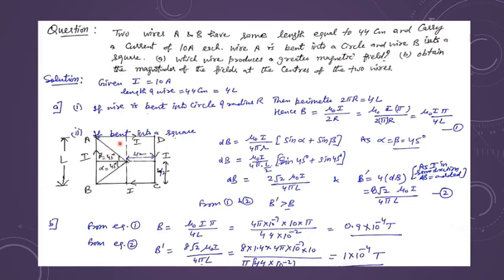Circle you have already seen. The question says, which wire produces a greater magnetic field? That is the first part. The second part is to obtain the magnitudes of the field at the centers of the two wires. So you have to take both cases separately, for coil A and then for the second coil B. So two parts are there again. It means in total you have to work out 4 things, because 2 wires and 2 questions are there.